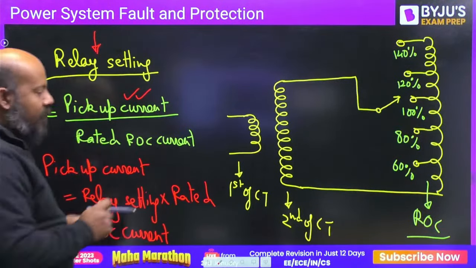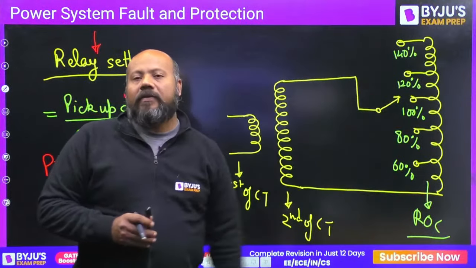So by deciding the number of turns of the ROC, you are deciding what is going to be the pickup current.